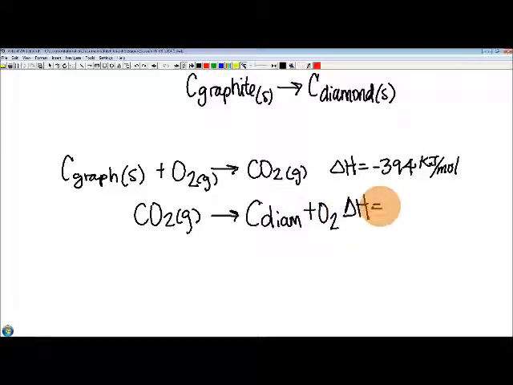Well, if we flip the equation, then we also have to do something with the delta H, the change in enthalpy. The rule is when you flip or reverse the equation, you also reverse the sign of the delta H. So if before it was negative 396, now it's going to be positive 396 kilojoules per mole.